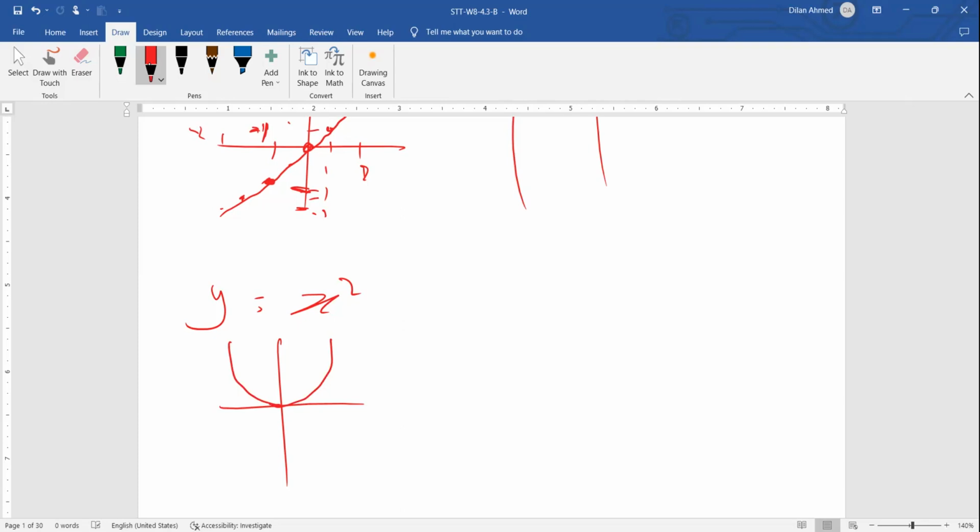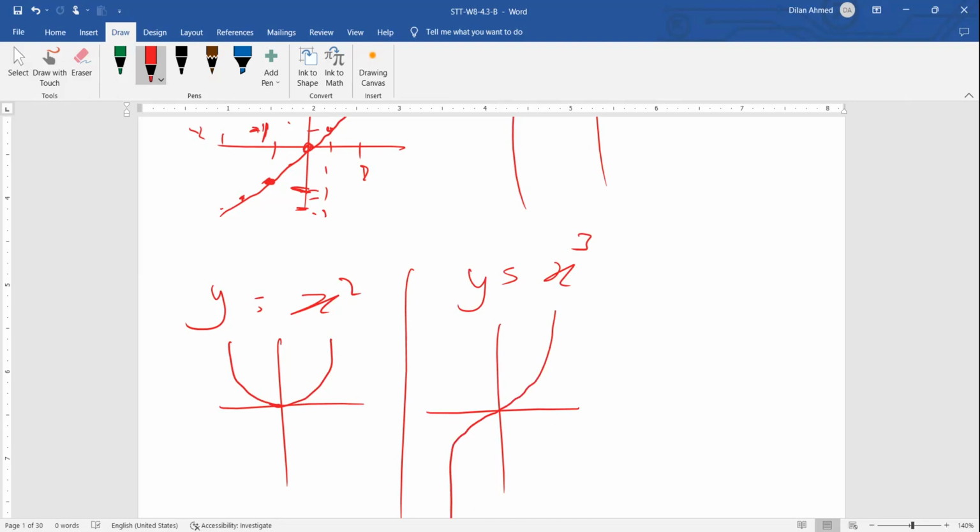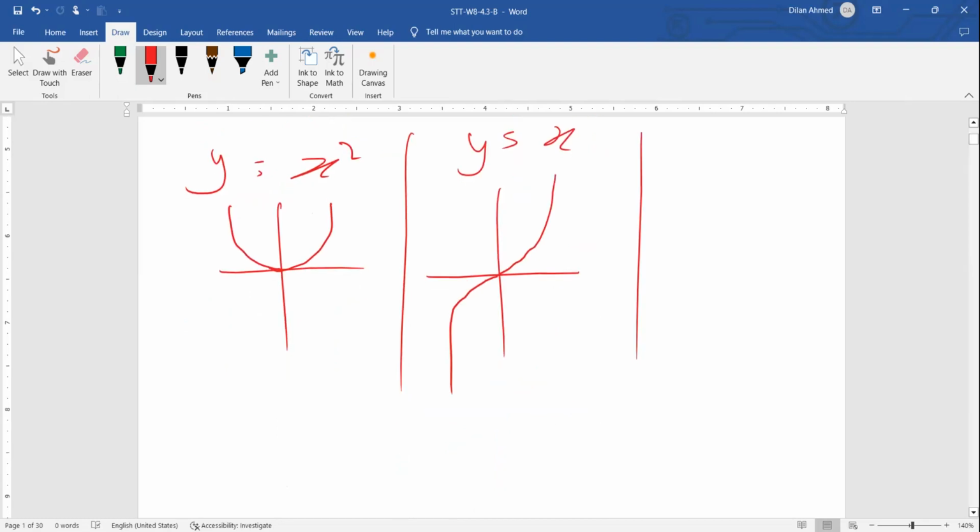Understood. How about y equal to x to the power 3? It should look like an N, you're right, like that, coming through 0 like that. How about y equal to x to the power 4? Is it a W, dears?